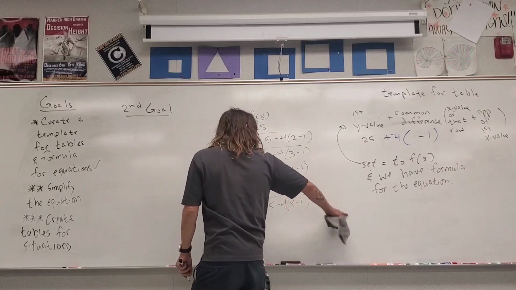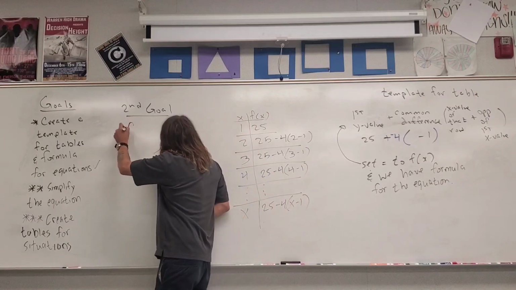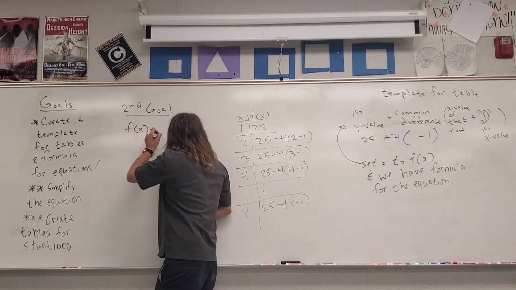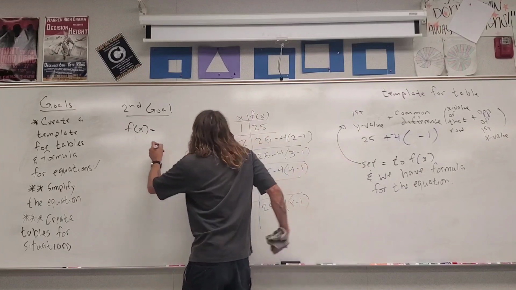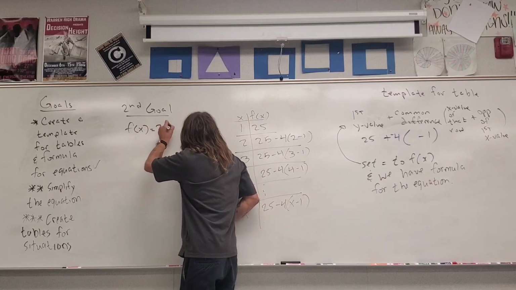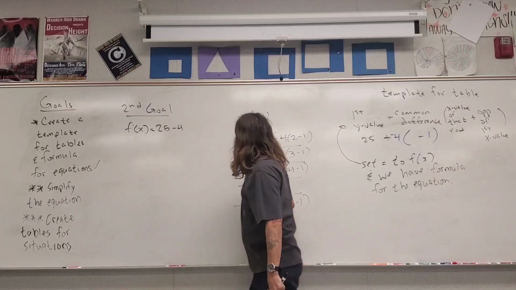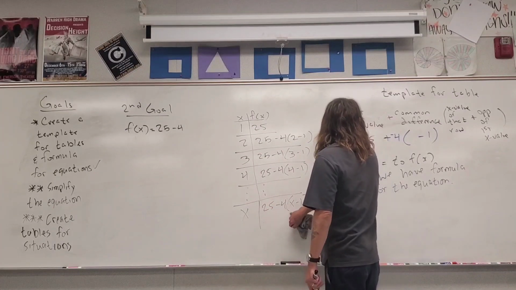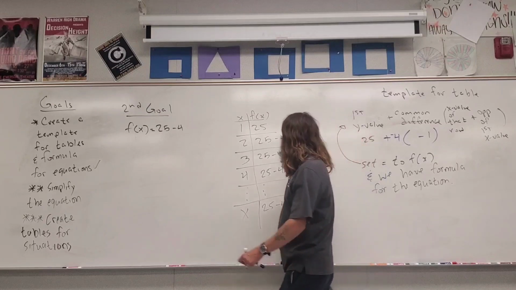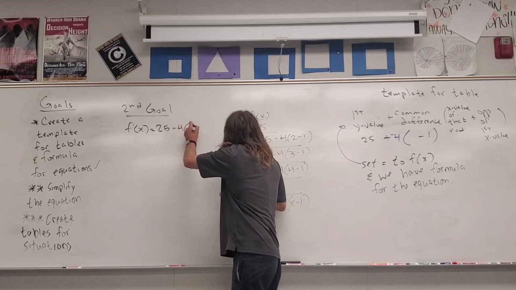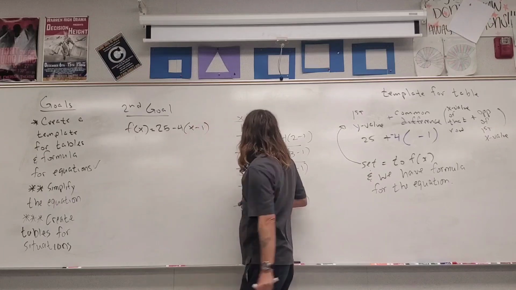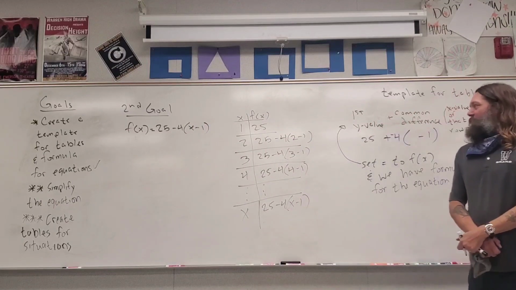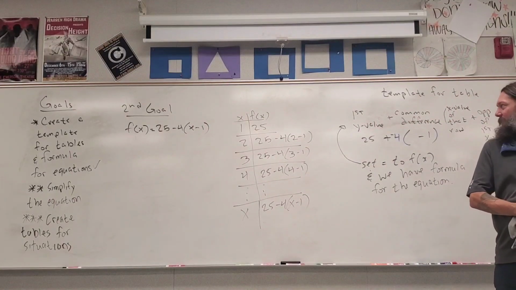And so my equation for this scenario would be f of x equals my first y value, which was 25, minus 4, which is my common difference, times my x value for that row, which is x, and then the opposite of my first x value, which is minus 1. That is my equation. So I'm going to move on to the second goal, and that's to simplify.